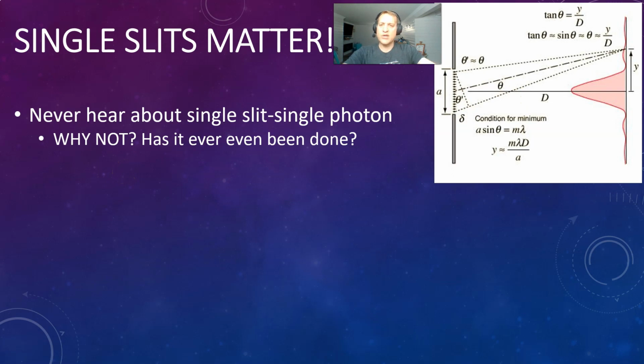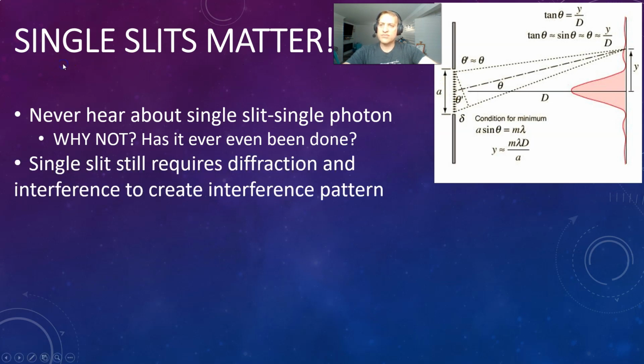I've been in science my whole life. I've been reading about quantum mechanics and this whole probabilistic interpretation all my life. Hockney obviously has covered it endlessly from several angles, but I've never ever heard anyone talk about single slit, single photon. Has it ever even been done? I'm not sure it's even actually ever been done. Why not? You would think that's an important thing to do, right? Just to check that out.